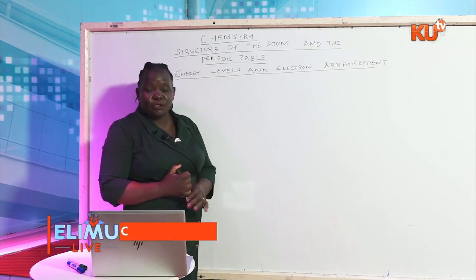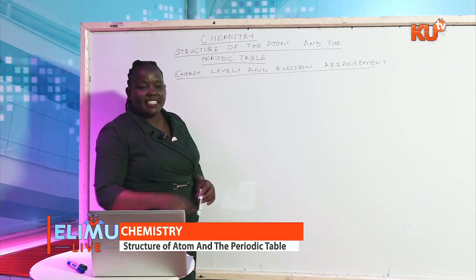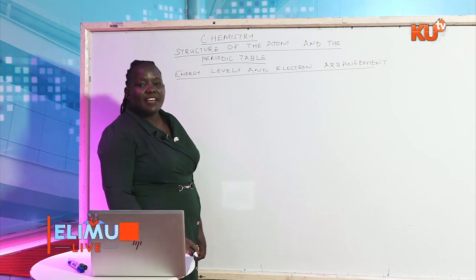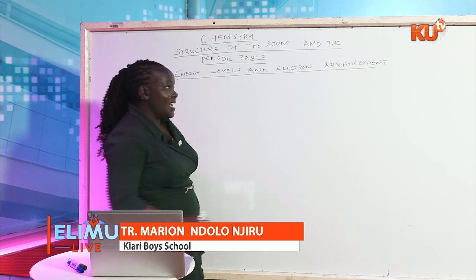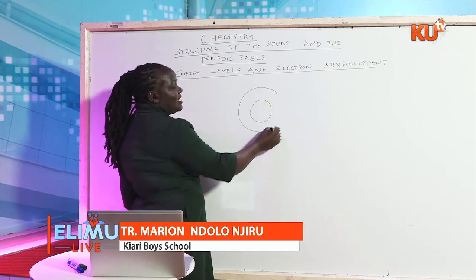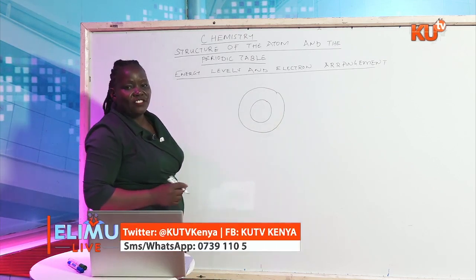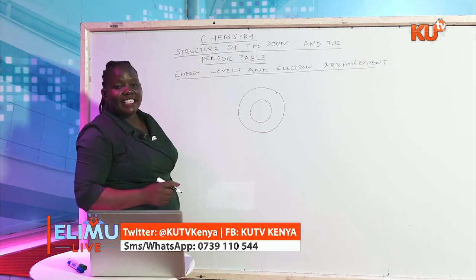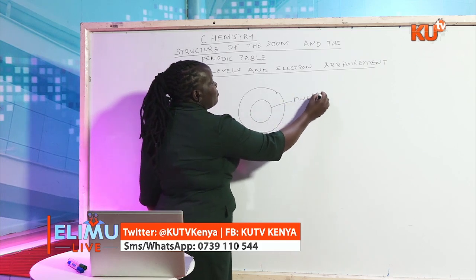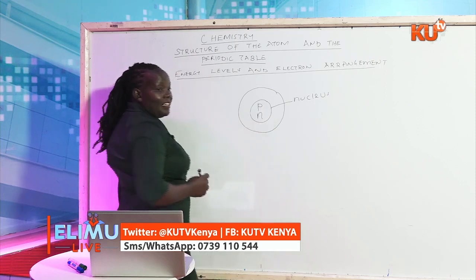In our last lesson, we also looked at the structure of an atom, and we said that an atom is made up of 2 regions. We have the inner region, that is the nucleus, and then we have the outer region, that is the region that is surrounding the nucleus, where we have the energy levels. Then we said that in the nucleus, we have the protons, and we have the neutrons.